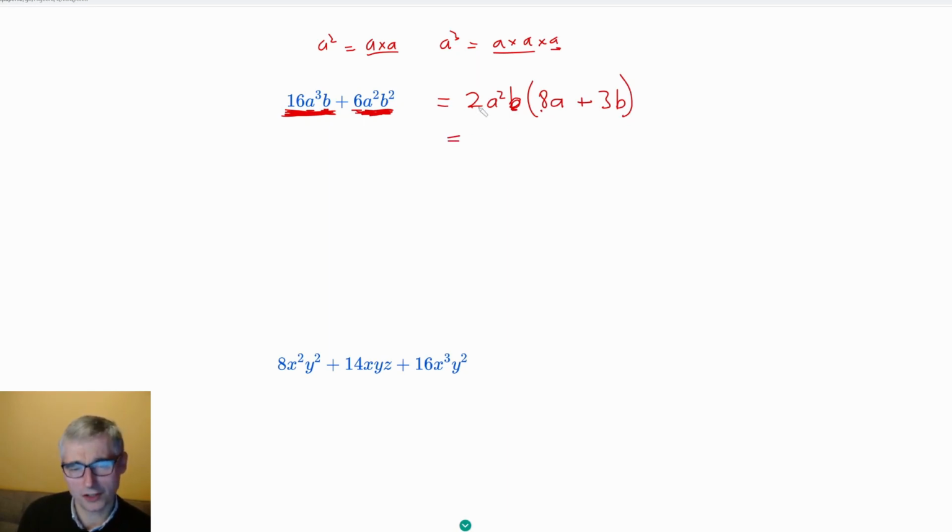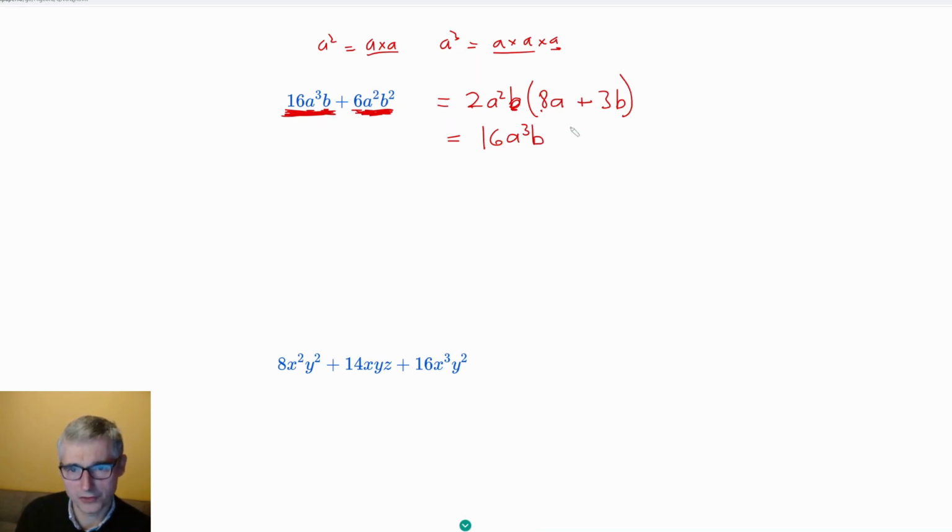And if I was to check that out, let's just try that. So 2a squared b times 8a. So multiply the 2 and the 8 together, which gives me 16. Multiply the a squared and the a together, which gives me a cubed. And then I've just got times by b, and there's no more b's inside the bracket, so that just stays as a b. So that's correct for the first part.